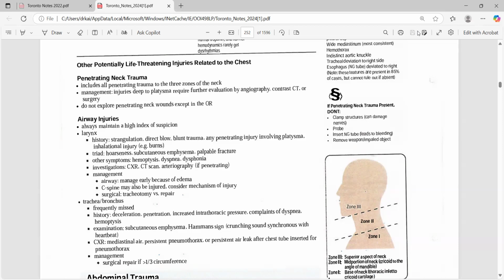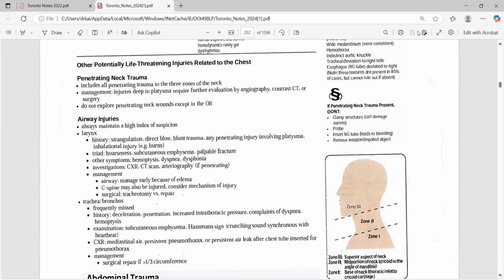In the larynx, what are you going to look for? The triad is hoarseness, emphysema, and palpable fracture. The others are hemoptysis, dyspnea, dysphonia. What are you going to do? Chest X-ray, CT, and angiography. Sorry, arteriography. We usually stop at CT scan. We don't go for arteriography.